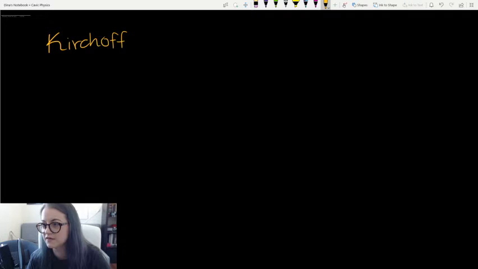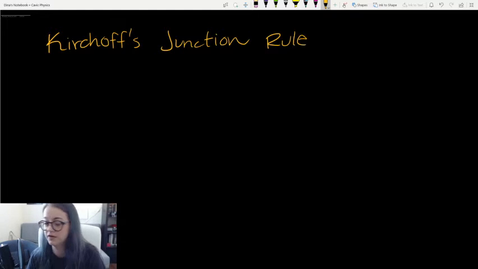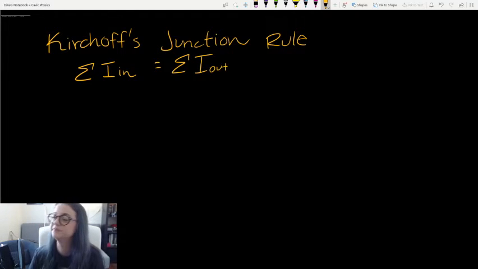So we're going to start by remembering a couple of rules. We learned Kirchhoff's Junction Rule, and we're also going to learn a little bit about the loop rule. This is a recap first with the junction rule. The junction rule says the sum of all currents into a junction has to equal the sum of all currents out of a junction.